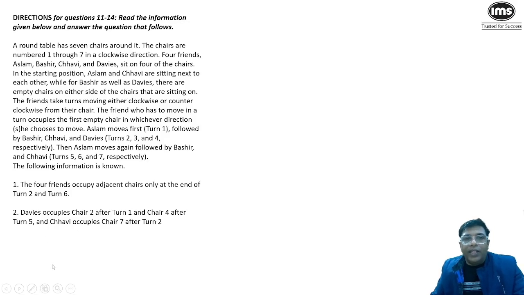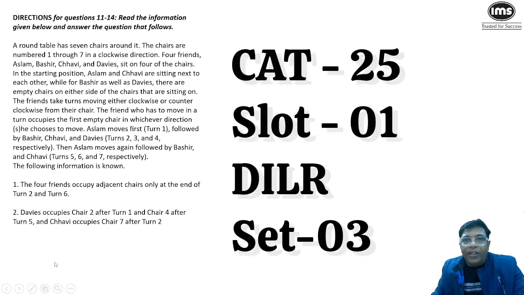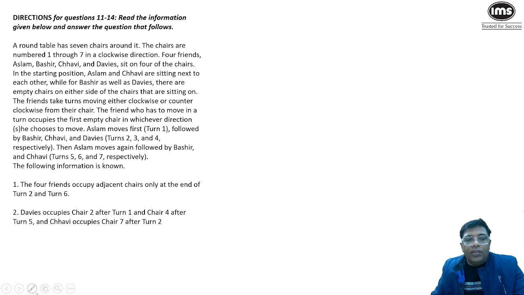So let's discuss set number 3 of CAT 2025 slot 1. Let's read the question first. A round table has 7 chairs around it. The chairs are numbered 1 through 7 in a clockwise direction. So I can make a simple diagram: chair 1, 2, 3, 4, 5, 6 and 7. So we are counting the chairs in the clockwise direction.